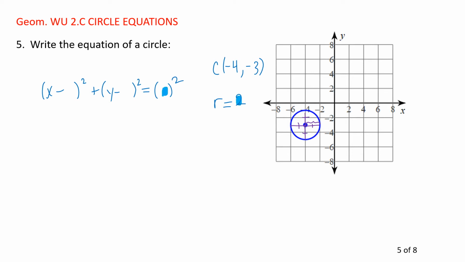Plug that in for the radius, that in for x, and that in for y. X minus something squared, y minus something squared equals something squared. And that's the answer. You just have to clean it up.